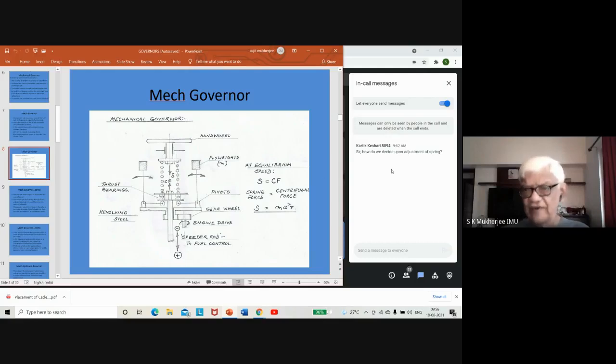Okay. So how we decide upon adjustment of spring? That adjustment of spring is done by means of spring pressure. And that spring pressure is adjusted either by an electric motor, which will have a bevel gear or a gear arrangement, which will rotate such a similar wheel or one nut. And rotating that nut is going to increase or decrease that pressure. And that is how the current to the motor is given on a controlled basis. So you get the requisite RPM.